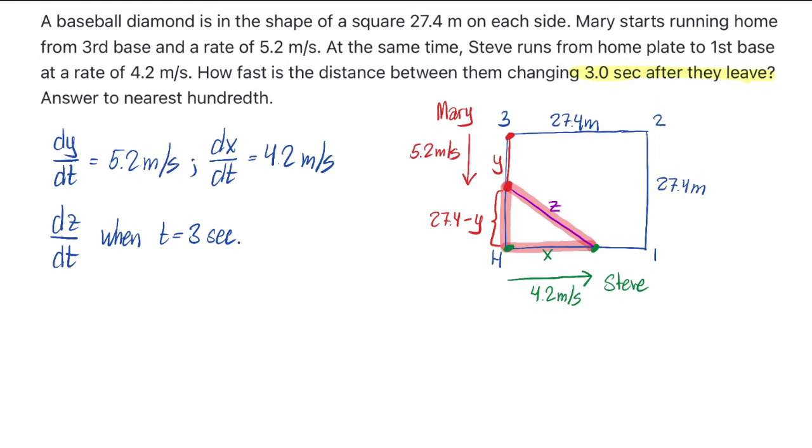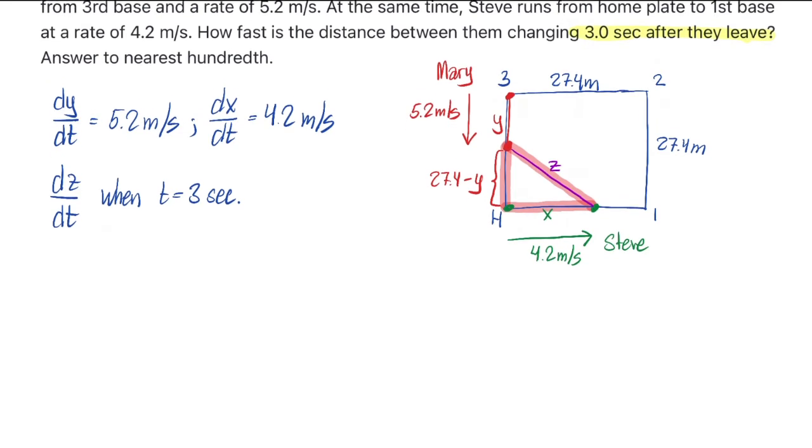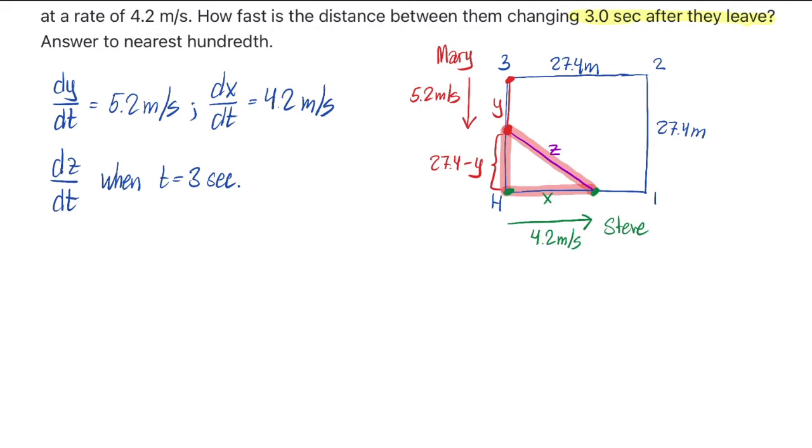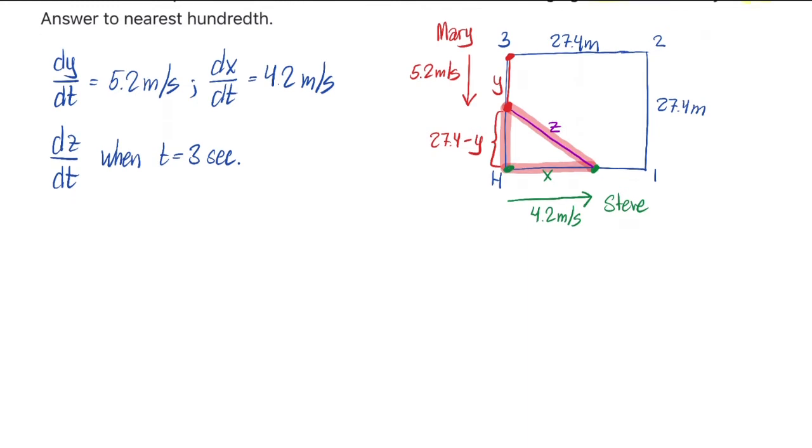So what we're going to do here is express this triangle using the Pythagorean theorem. We're going to express the relation between the three sides in this triangle using the Pythagorean theorem. So that's going to be x squared plus (27.4 minus y) squared equals z squared.